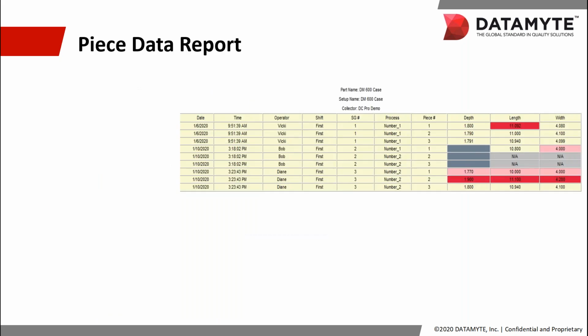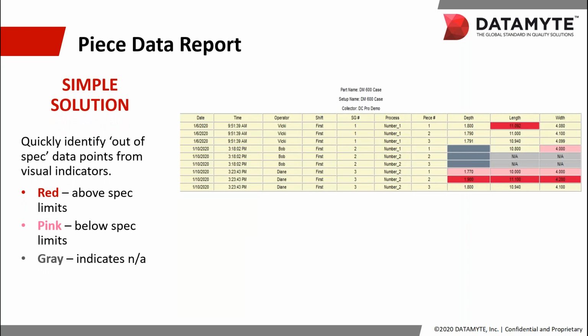The Piece Data Report provides subgroup level details that are segregated by data collector. This report highlights out-of-spec data with colored cells. The red cells are those above the upper spec limit. The pink are below the lower spec limit, and gray or teal means information was not available. This display also presents all label values assigned to each measurement, as well as the time and date of collection. I describe this report as the pulse check of the production process.